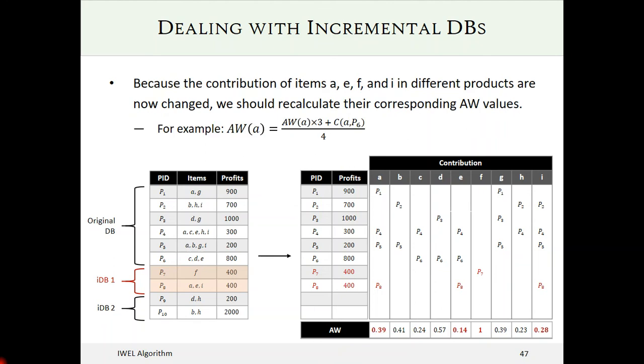Because the contributions of items A, E, F, and I in different products are now changed, we should recalculate their corresponding AW values. For example, the AW value of A was previously an average value over 3 products P1, P4, and P5, but now it should be recalculated over 4 products because it is now present in P8 as well.